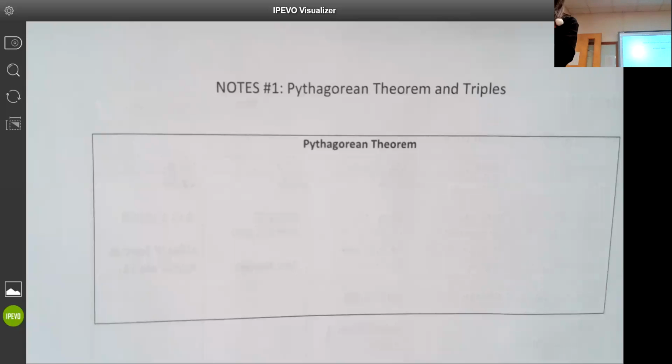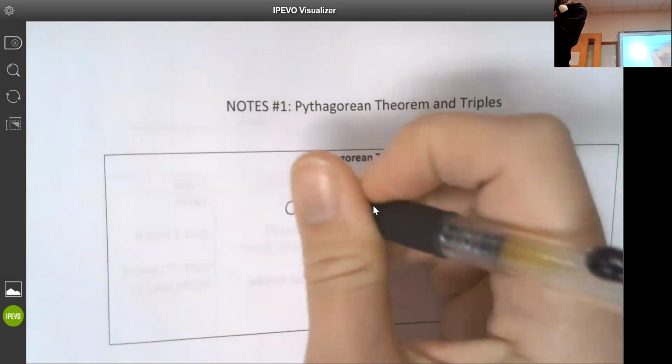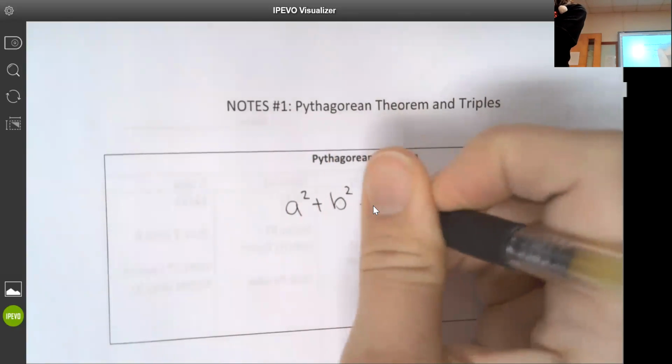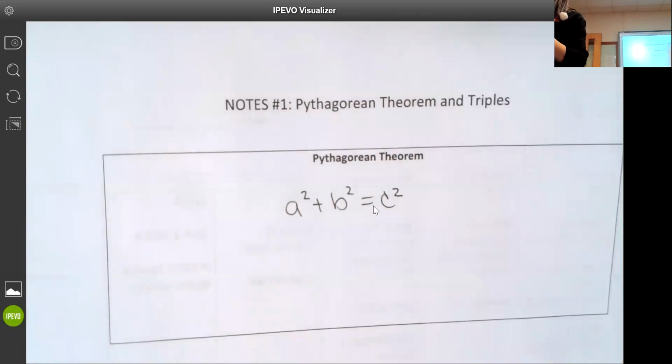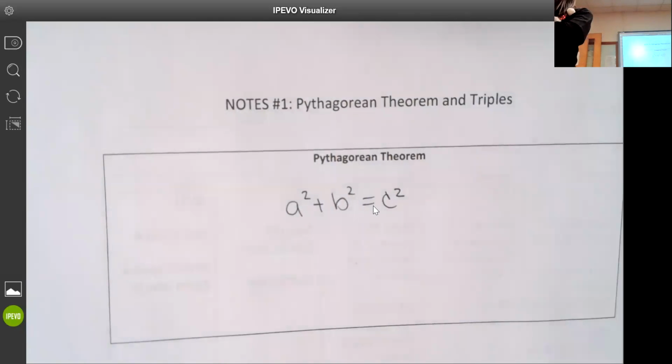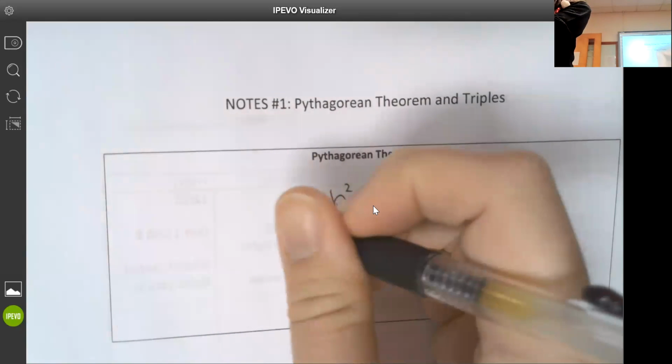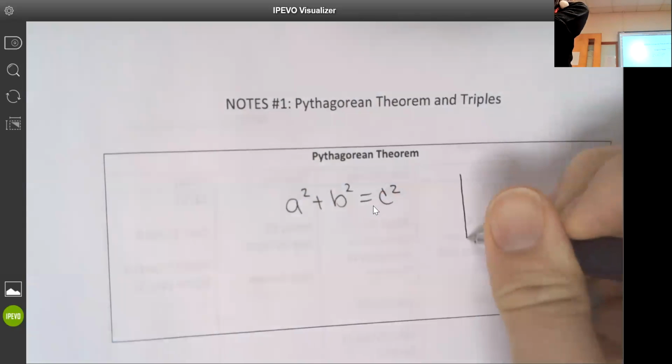Yeah, the Pythagorean theorem is a squared plus b squared equals c squared. And it only is really for a right triangle. So we're only looking at right triangles.